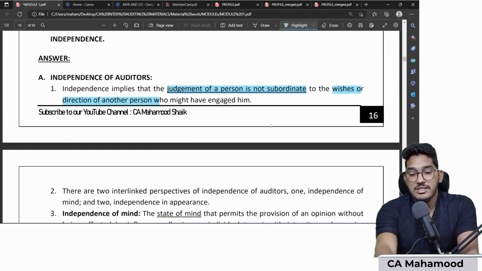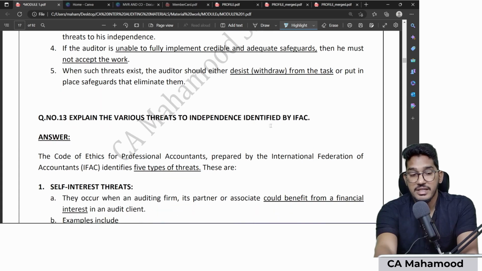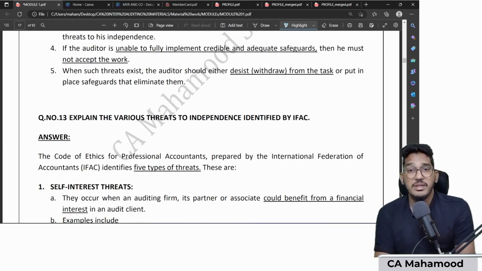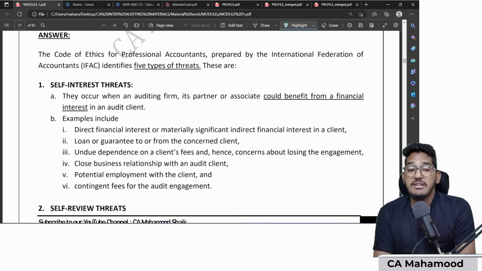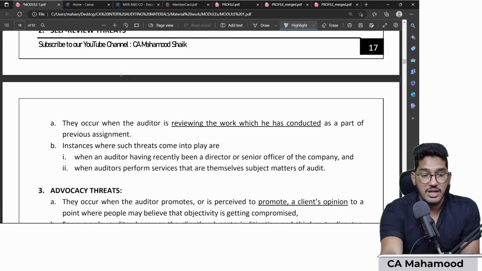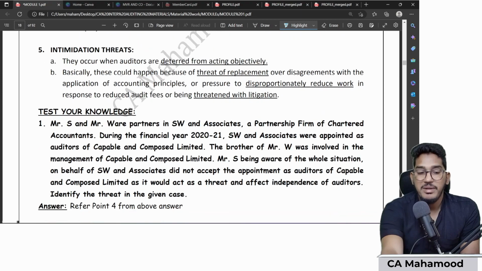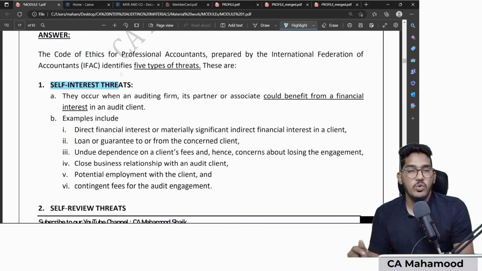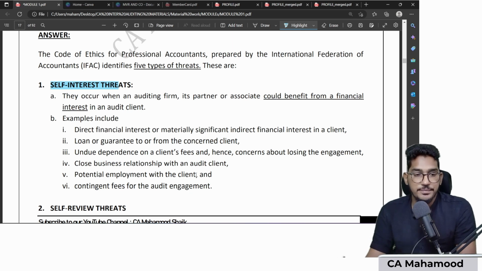There is an international federation called IFAC. That IFAC has identified 5 kinds of threats to independence. How many threats have they identified? 5 threats. Who identified? IFAC, the International Federation of Accountants, has identified 5 threats to independence, which are, as you can see here, self-interest threats, then self-review threats, after that advocacy threats, familiarity threats, and intimidation threats. So let us try to understand what these 5 threats are and when they occur.